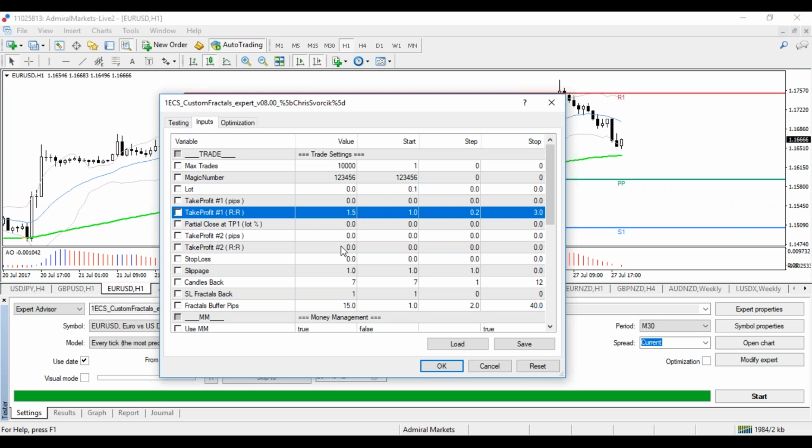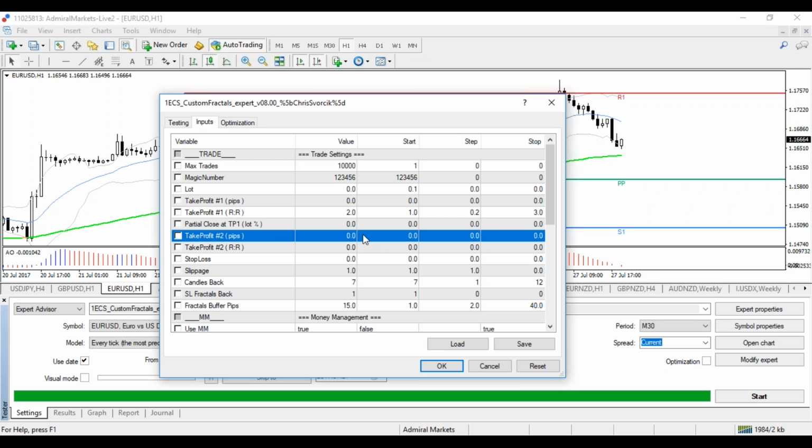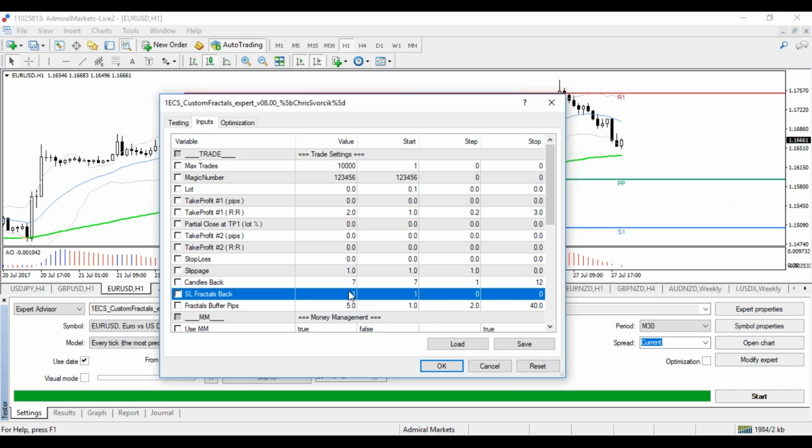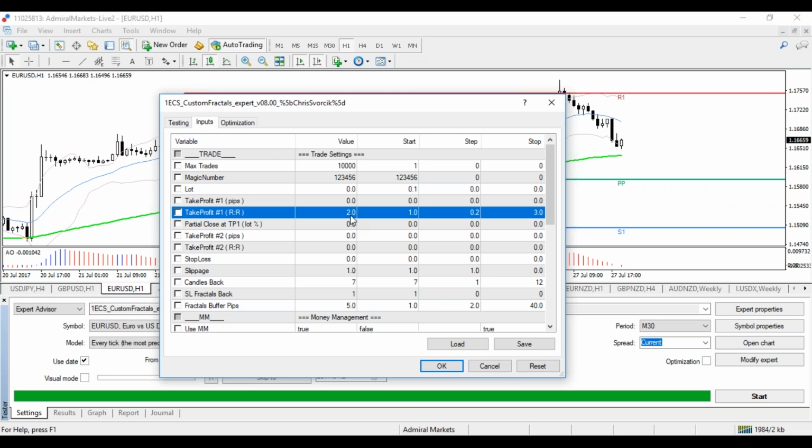Okay, Brian prefers to go for a higher one. So let's do that. Let's aim for 2. Let's cut back on the trail, since it's a lower time frame. We'll do one test with 2, R2R, and we'll do one test with 1 to 1.